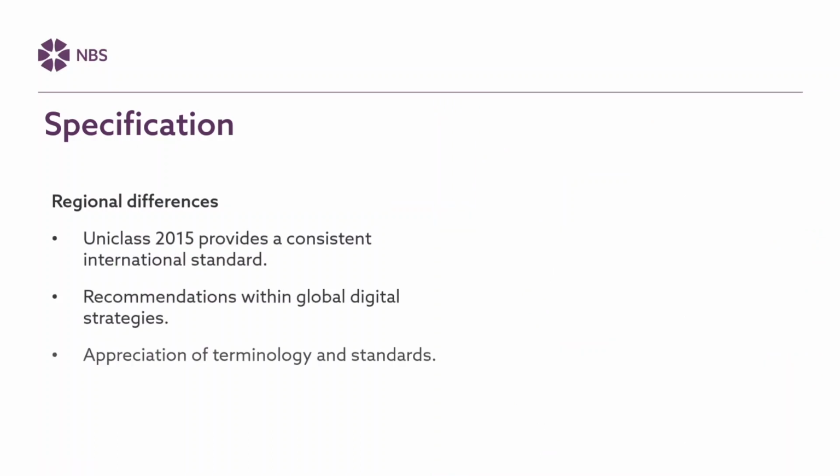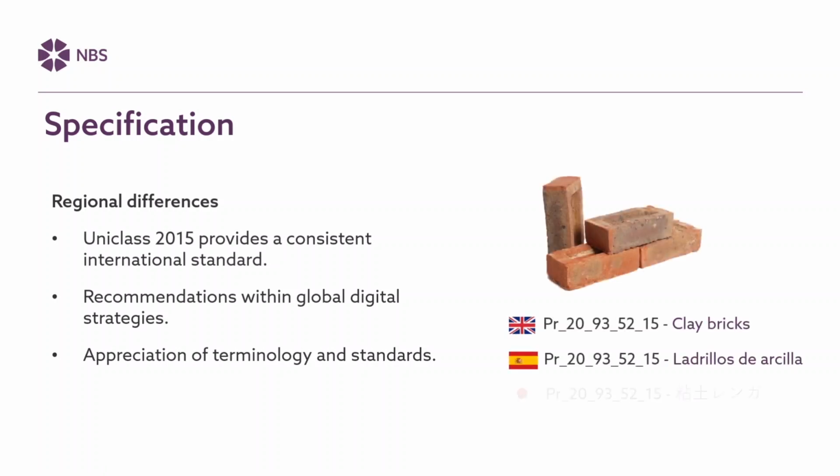Uniclass 2015 is based on ISO 12006 Part 2, which is a consistent international standard for classifications about construction anywhere in the world. The consistent numbering allows for easy translation around the globe as seen in the clay brick example. If my Japanese is up to scratch, that says Nendo Renga.